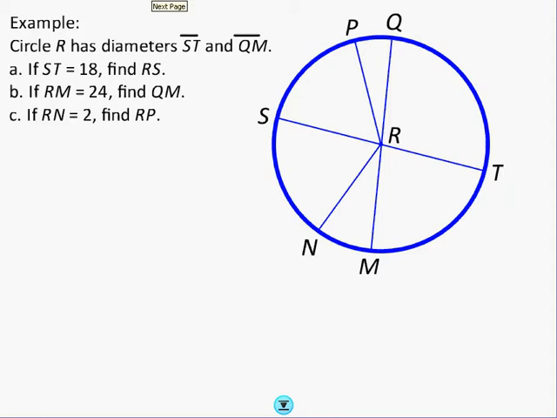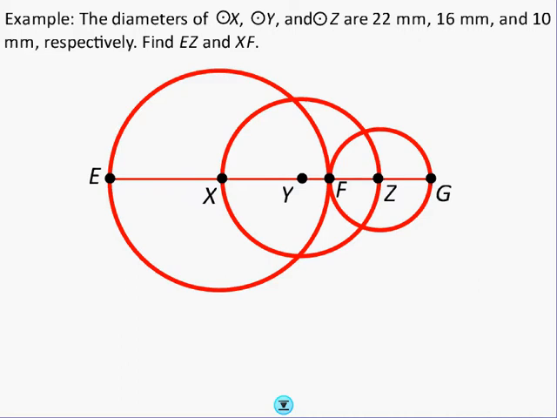Okay, real quick examples here. ST is 18. Well, ST is a diameter, RS is a radius, so RS is going to be half. If RM is 24, RM is a radius, they want to know QM, which is the diameter, it's going to be twice the radius. Obviously, each one of these is assuming a different circle. If RN equals 2, RN is a radius, find RP. That's another radius, so it's also 2. Extremely simple.